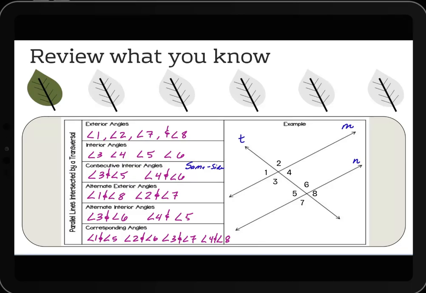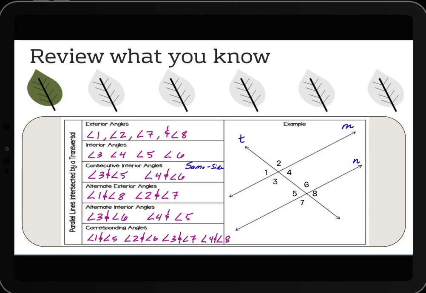And when that transversal intersects those lines, it creates a set of groups. And in those groups, we have certain angle relationships. So I'm going to go ahead and point those out now. We're going to start by looking at the exterior angles. We have angle 1 and 2, 7 and 8. They are in the region outside of and not between the two lines M and N, so they're exterior. Then we have our interior angles as well, in between the two lines, so 3, 4, 5, and 6. Then we start to get to the actual angle relationships.